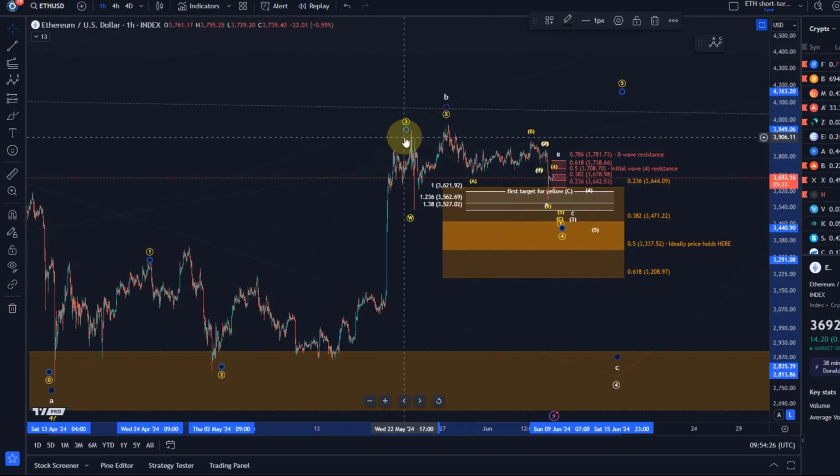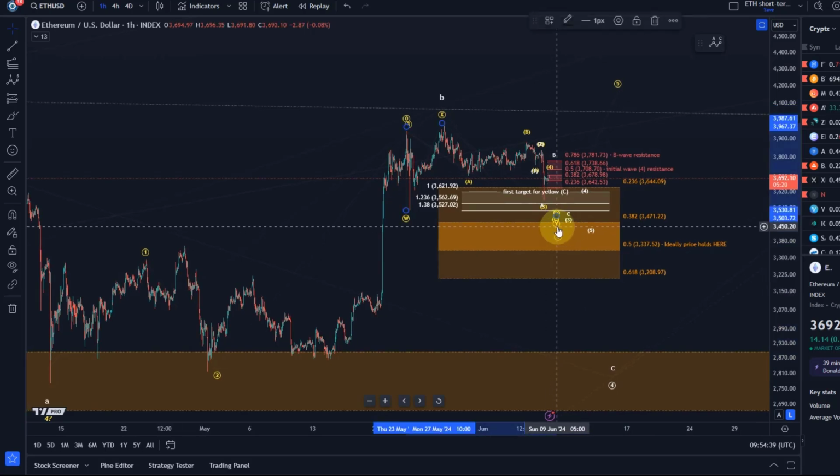But the third waves are very aggressive also in diagonals in crypto because the C waves often are impulses. So you sometimes just get non-overlapping diagonal patterns, something very common that more and more Elliott wave analysts acknowledge, you could say.